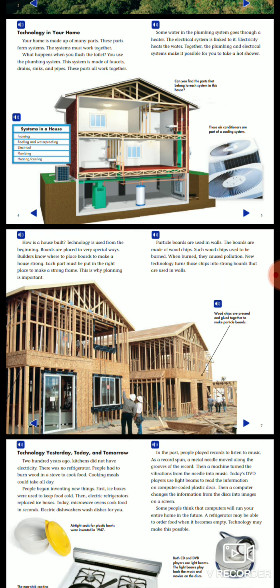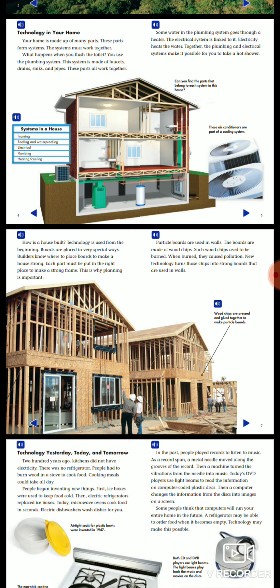Some water in the plumbing system goes through a heater. The electrical system is linked to it. Electricity heats the water. Together, the plumbing and electrical systems make it possible for you to take a hot shower. Can you find the parts that belong to each system in this house?